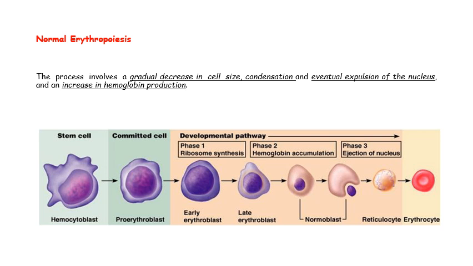Here is the normal erythropoiesis that occurs in the bone marrow cavities. The process involves a gradual decrease in cell size, condensation, and eventual expulsion of the nucleus, and an increase in hemoglobin production. As you see, the series of changes will end in formation of the reticulocytes. The reticulocyte is the only cell that is capable of leaving the bone marrow and appearing in the peripheral blood. It will stay for 24 to 48 hours to complete its maturation to the normal red blood cell.